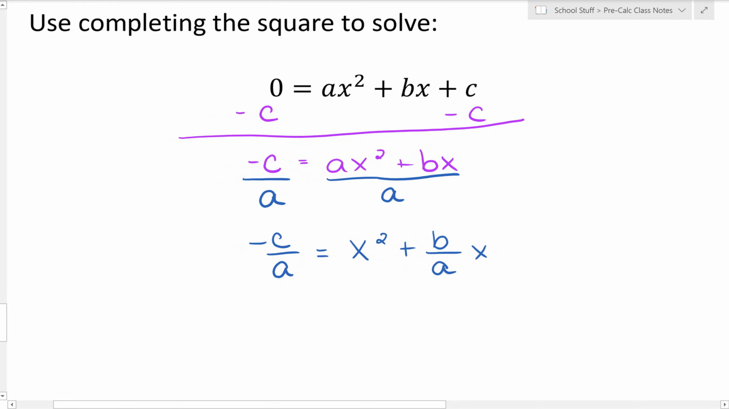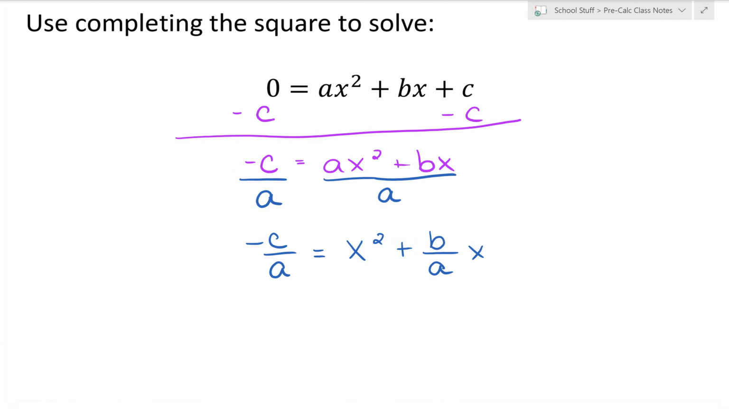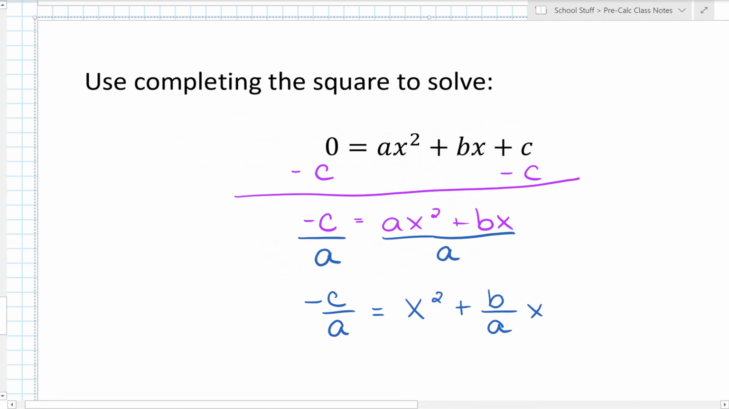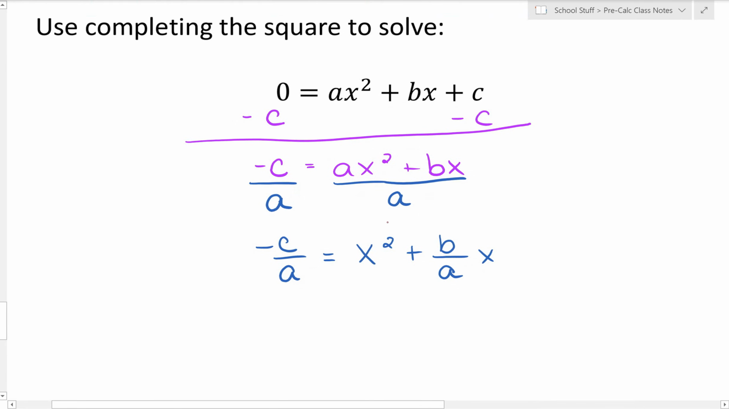Now what we're trying to do here is to use completing the square to solve. So I'm going to complete the square on this half. The reason why I divided by the a, it just makes it easier. I don't have to deal with the fractions and stuff. So I have negative c over a equals the square root half squared.